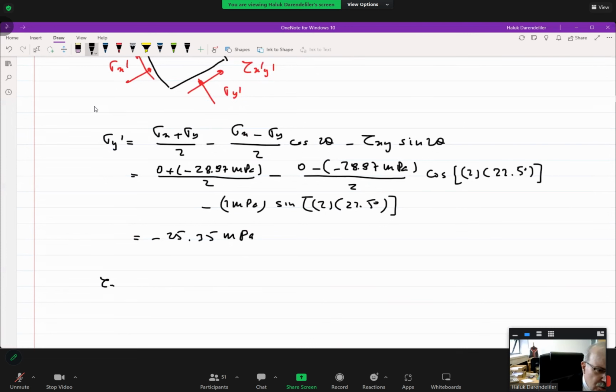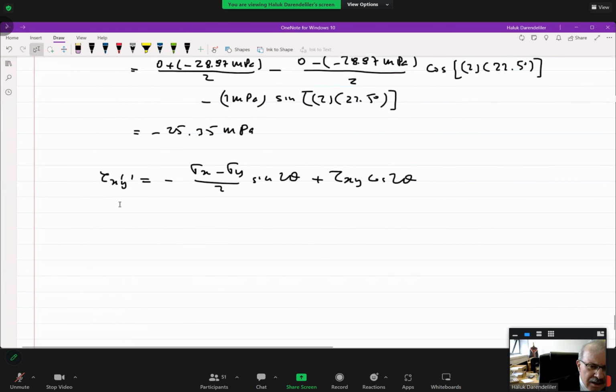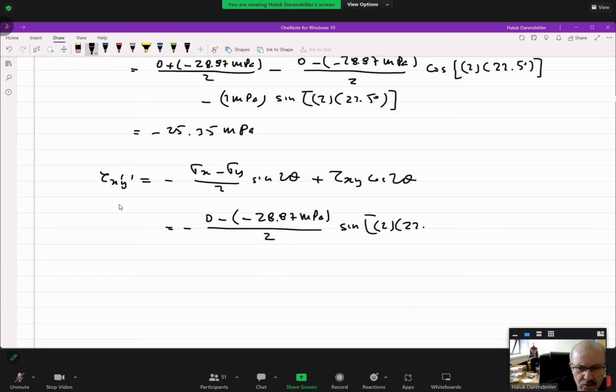Again, the transformation equation for shearing stress is minus sigma x minus sigma y over 2 sine 2 theta plus tau xy cosine 2 theta. We give you these equations in the exam anyway if we ask. Then this is equal to minus 0 minus, don't forget this minus, the compressive value, carry it correctly. You don't need to show this minus on the figure. But in the equation you should. Yeah, write it. Over 2 times sine 2 times 22.5 degrees.